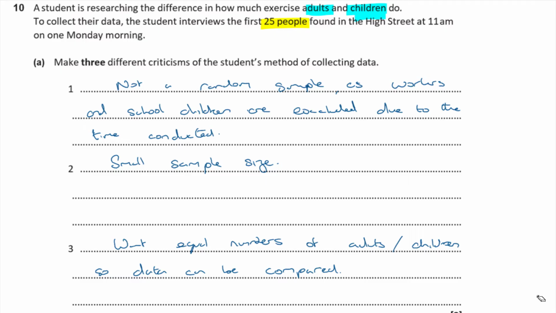Okay, it's a ridiculous time. Most people won't be around to take part in the survey. The sample size is small, and we want equal numbers of adults and children so the data can be compared.